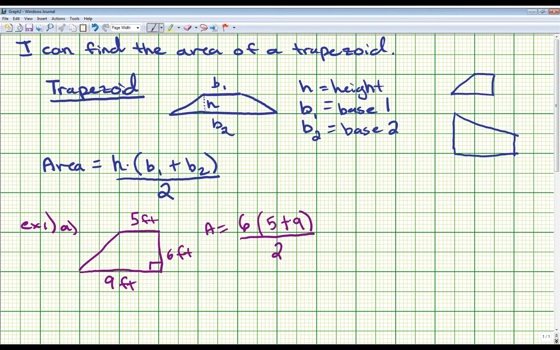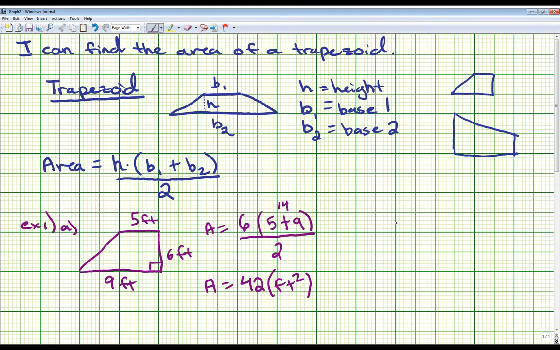So we're going to add the middle first. So 9 plus 5 gives us 14. I can write a 14 above there. Then we're going to take 14, multiply it by 6, which gives us 84. And then that 84 we're going to cut in half, which gives us a total of 42. So our final area would be 42 feet squared. Remember that label of the units squared has to go on our area.